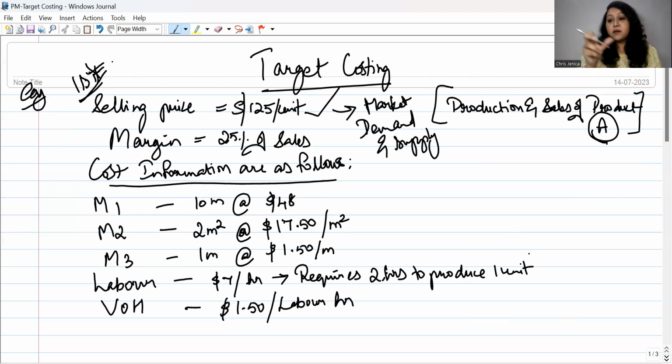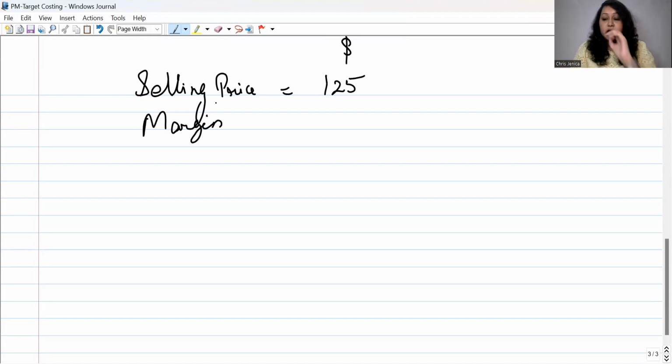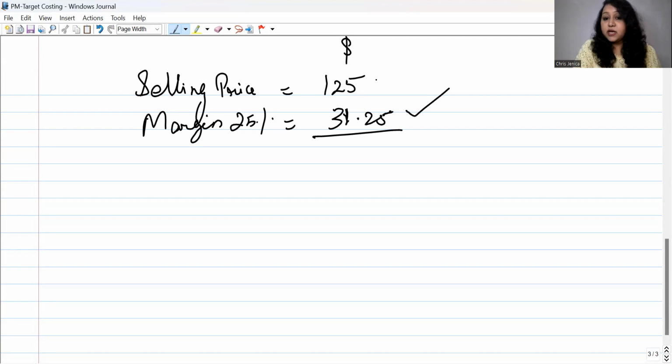Now what we will do, I told you we have to set a margin of sales, that is profit percentage on sales. Now your business needs 25% of profit on your sales. Let's start calculating. So your selling price is going to be $125. Then your company decides to have a profit of 25% on your selling price, that is margin. So what is 25% of 125? It's going to be around $31.25. So this is the profit that I want. I'm going to sell my product at 125. Out of that, I want a profit of 31.25, which means how much cost should I incur in producing the product?